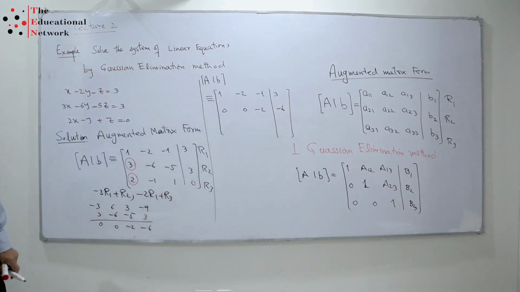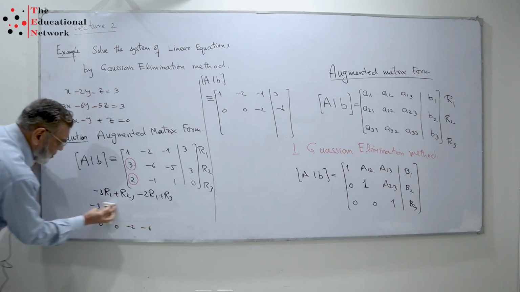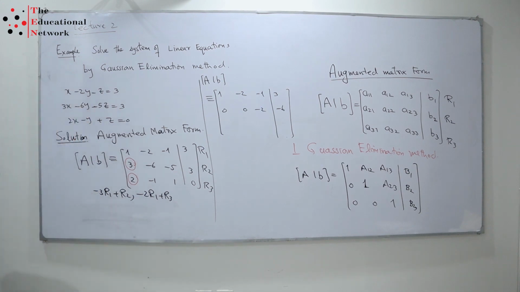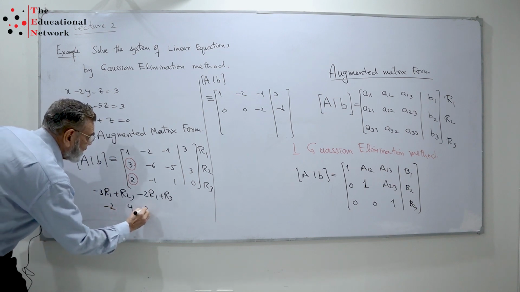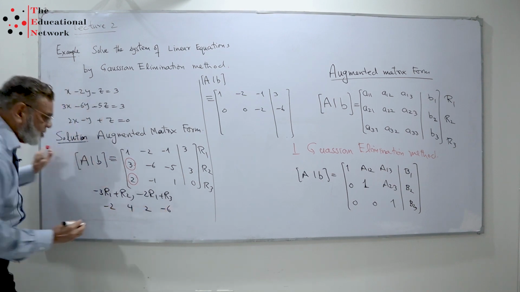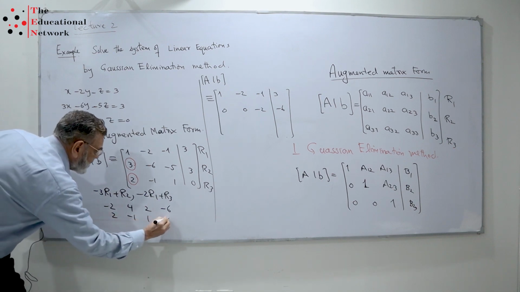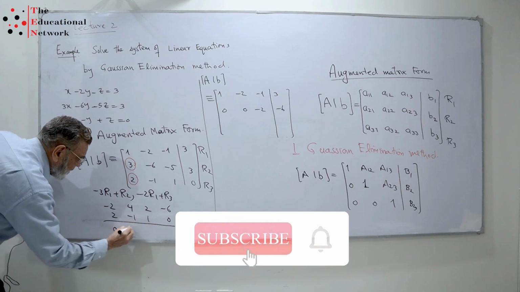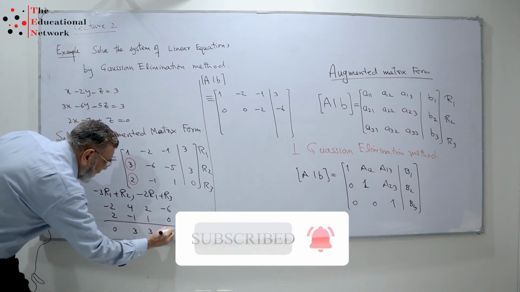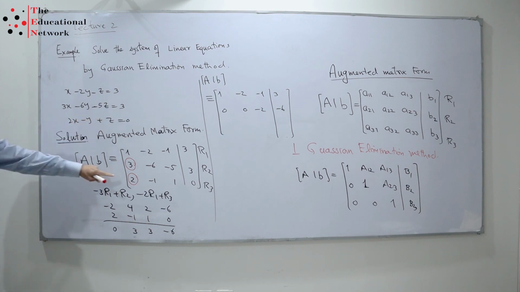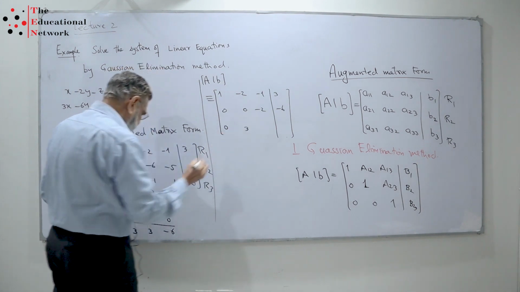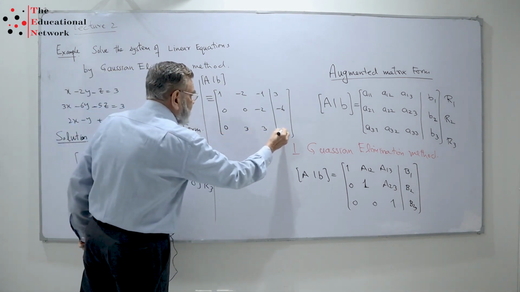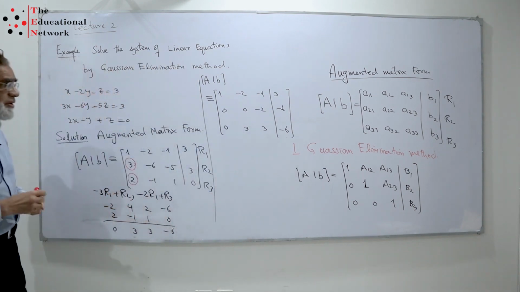Now I do these operations for the third row. I multiply my first row by minus 2 and add it to the last row. Multiplying by minus 2, I get minus 2, 4, 2, minus 6. My last row is 2, minus 2, 1, and 0. I add them and get 0, 2, 3, minus 6. So I change my third row to the new row: 0, 2, 3, minus 6. So this is my new matrix, which I have reduced.